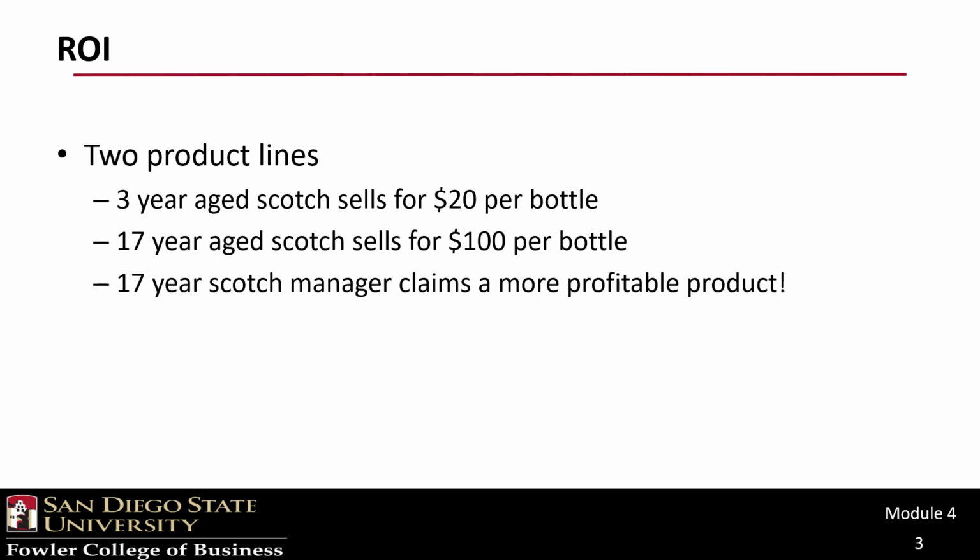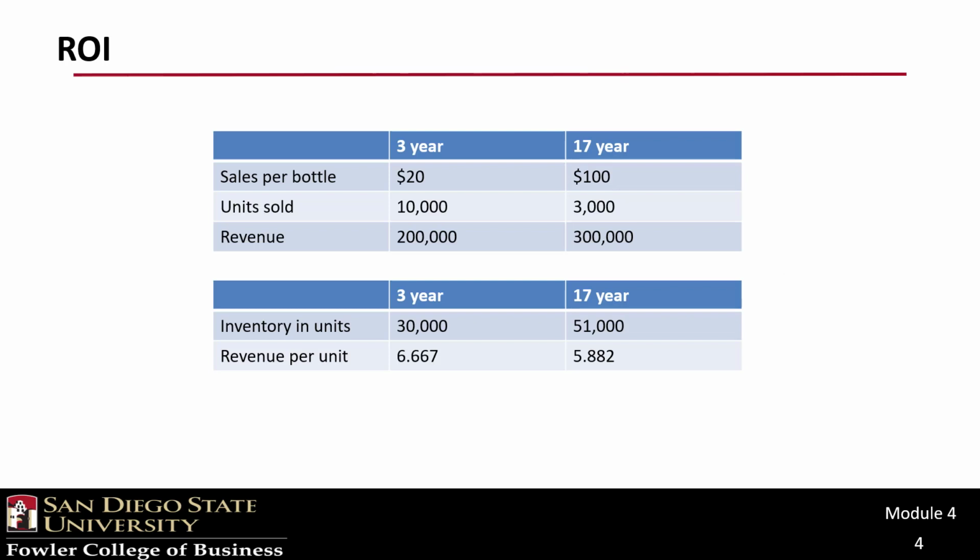So let's assume that there are two product lines for a bottler of scotch. They sell 3-year aged scotch at $20 a bottle and 17-year aged scotch at $100 per bottle. And of course, the manager of the 17-year scotch brand is extremely proud of his product and says, look, our product sells for 5 times what yours does. It's clearly a more profitable product. So let's examine why that's true.